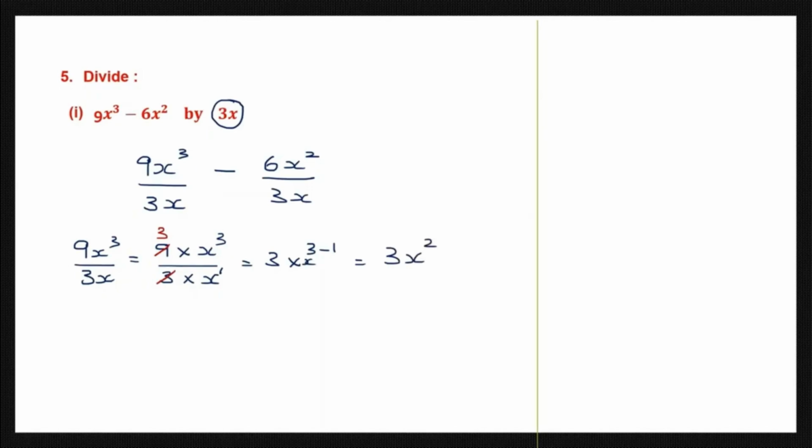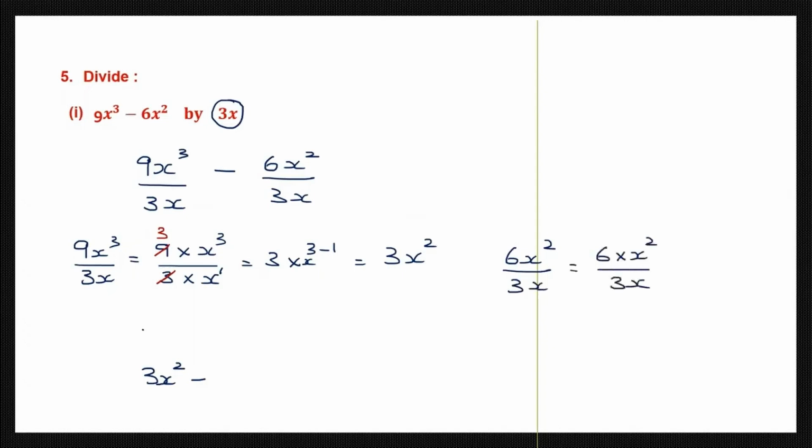So the first part we finished, we've got 3x squared. Now let's do the second portion. So after this it's minus. The second portion is 6x squared divided by 3x. So this becomes 6 into x squared divided by 3x.